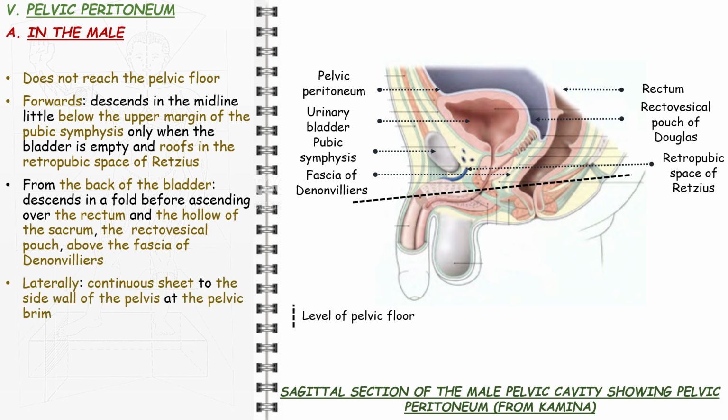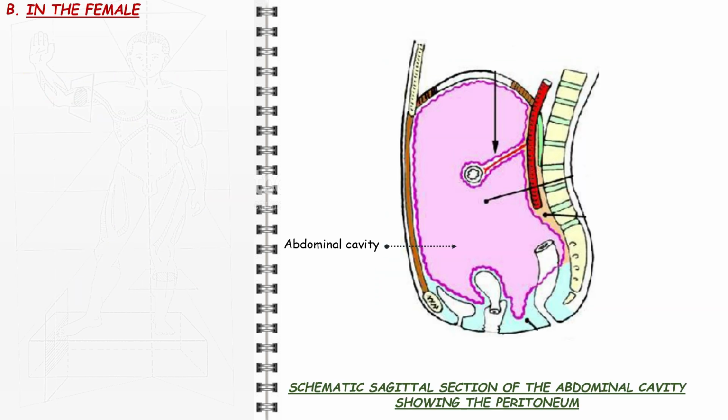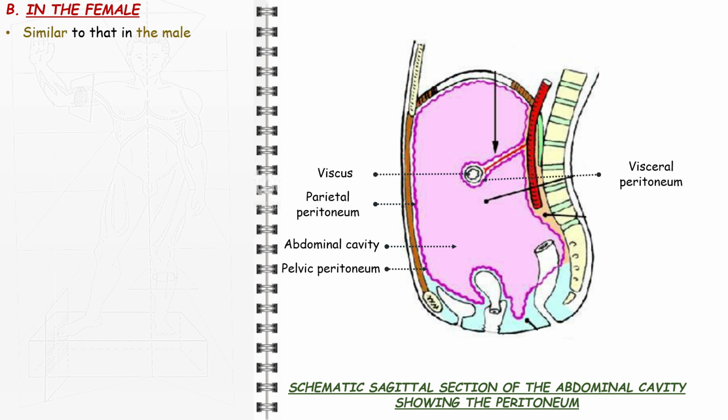The pelvic peritoneal cavity is occupied by coils of the sigmoid colon and the lower part of the ileum, which lie in front of the rectum and above the bladder. In the female, the arrangement of the peritoneum is similar to that in the male, the only difference being the presence of the uterus and the broad ligaments.